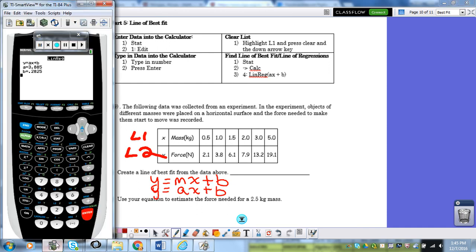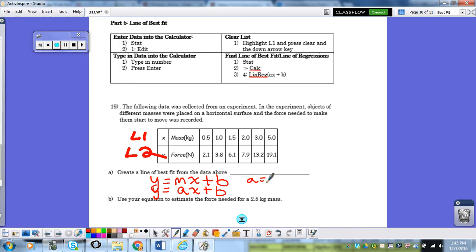So it gave you that your A is equal to 3.89, let's round, and your B is equal to 0.28. So now you found your A, you found your B, plug it in. So Y equals 3.89x, which is your slope, plus 0.28. That's all you've got to do.